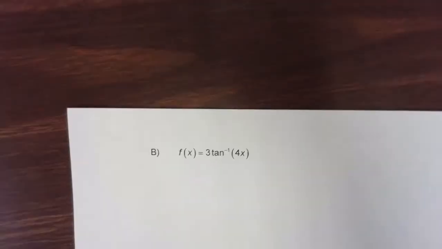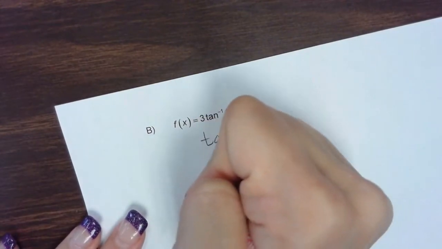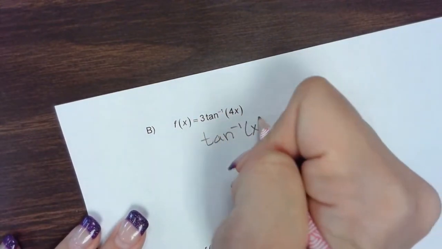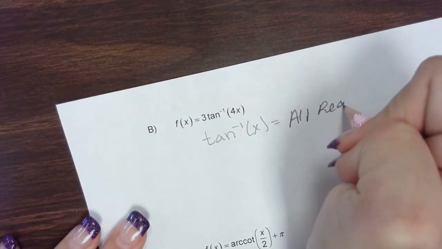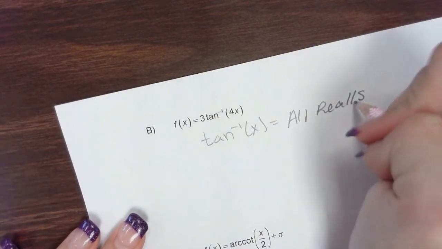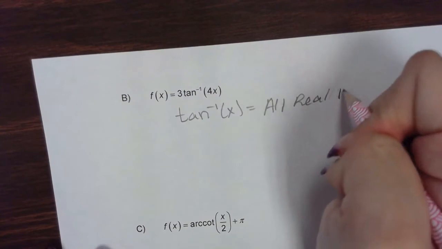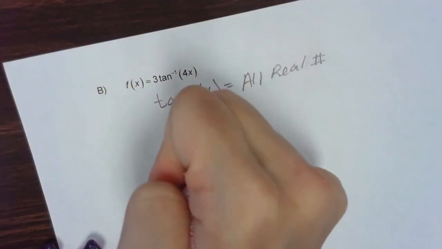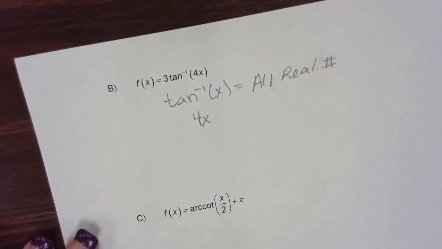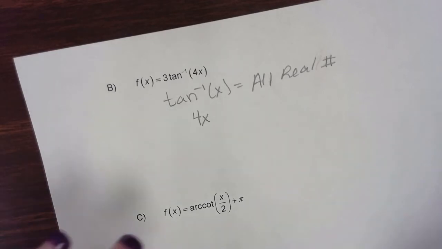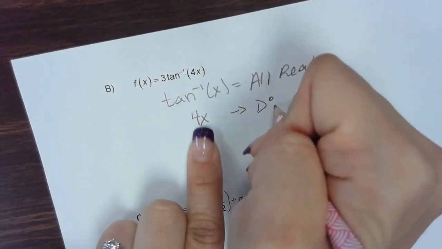Alright, let's try this one. Well, the domain of just inverse tangent of x is all real numbers. Sorry, guys. All real numbers. So the only problem we would have with the domain is if 4x had any restrictions, but 4x does not have any restrictions. So there are no restrictions by just multiplying 4 to x, so our domain is still all real numbers.